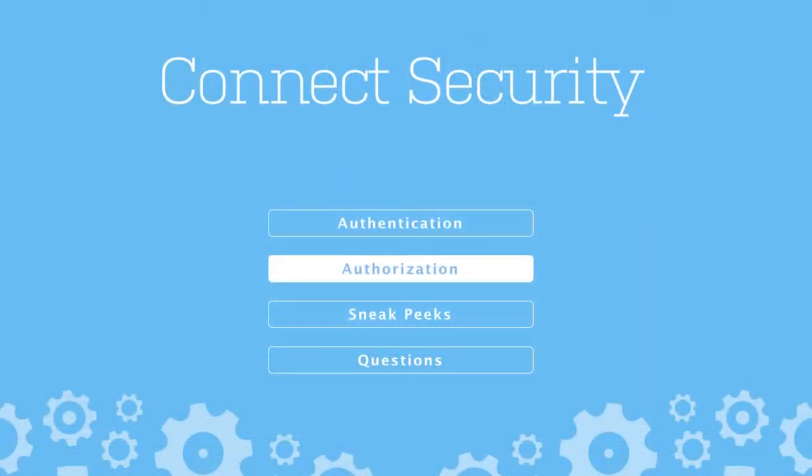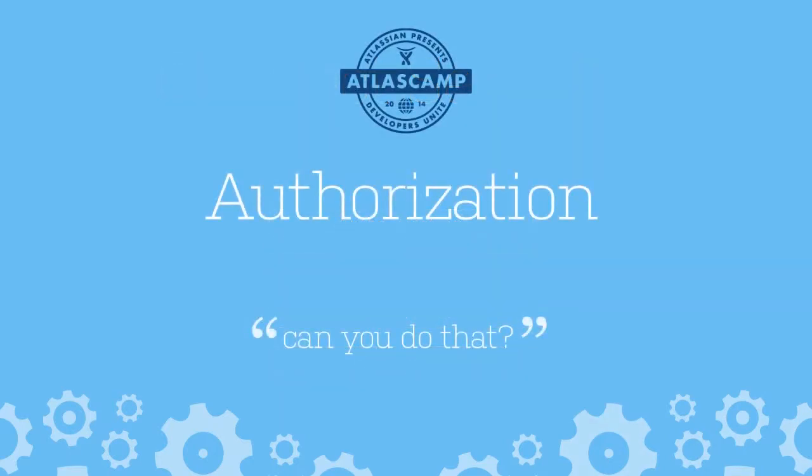So that's the end of authentication. So now we know who said that. It really was McLaughlin. If somebody else had sent it, it would have been tamper evident. We'd know. Now authorization. Or, can you do that?